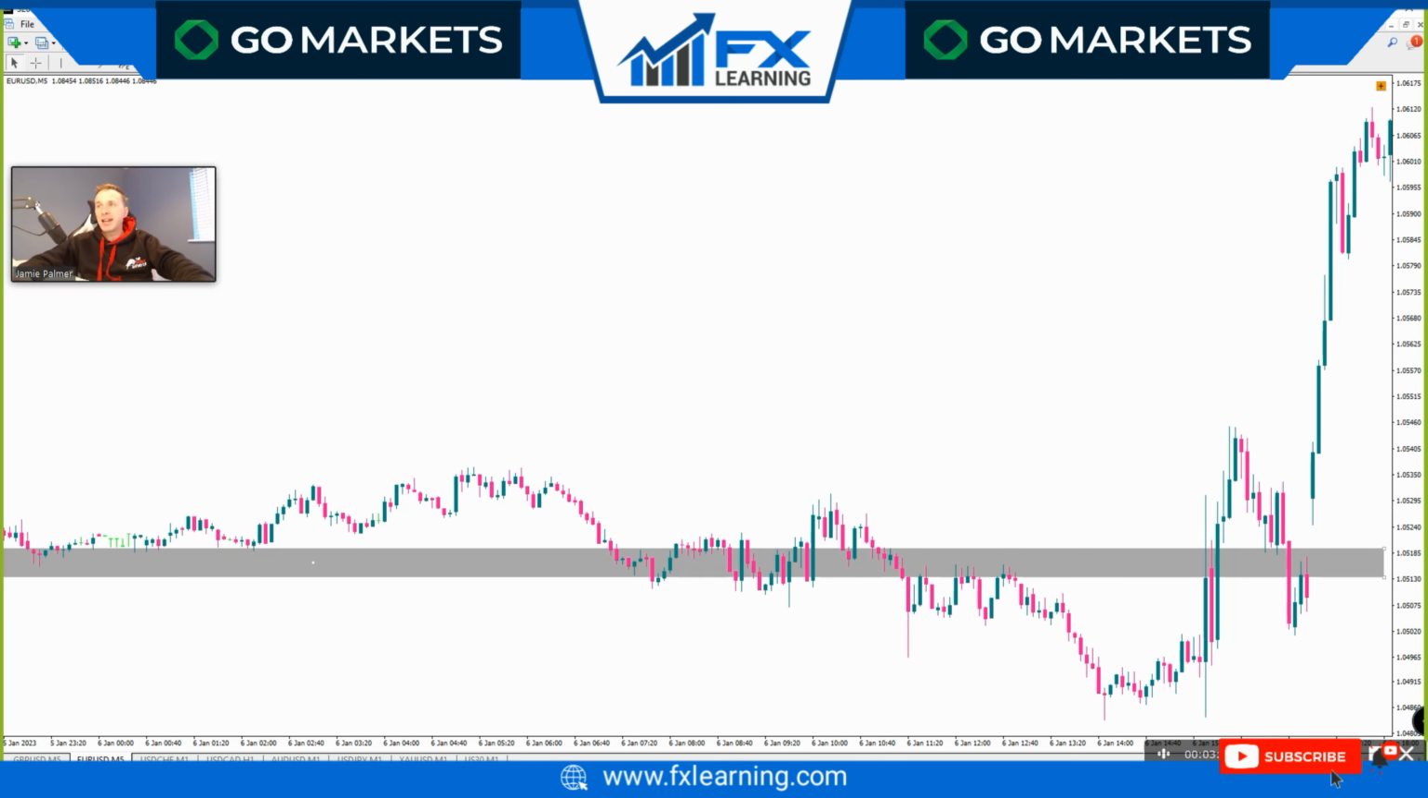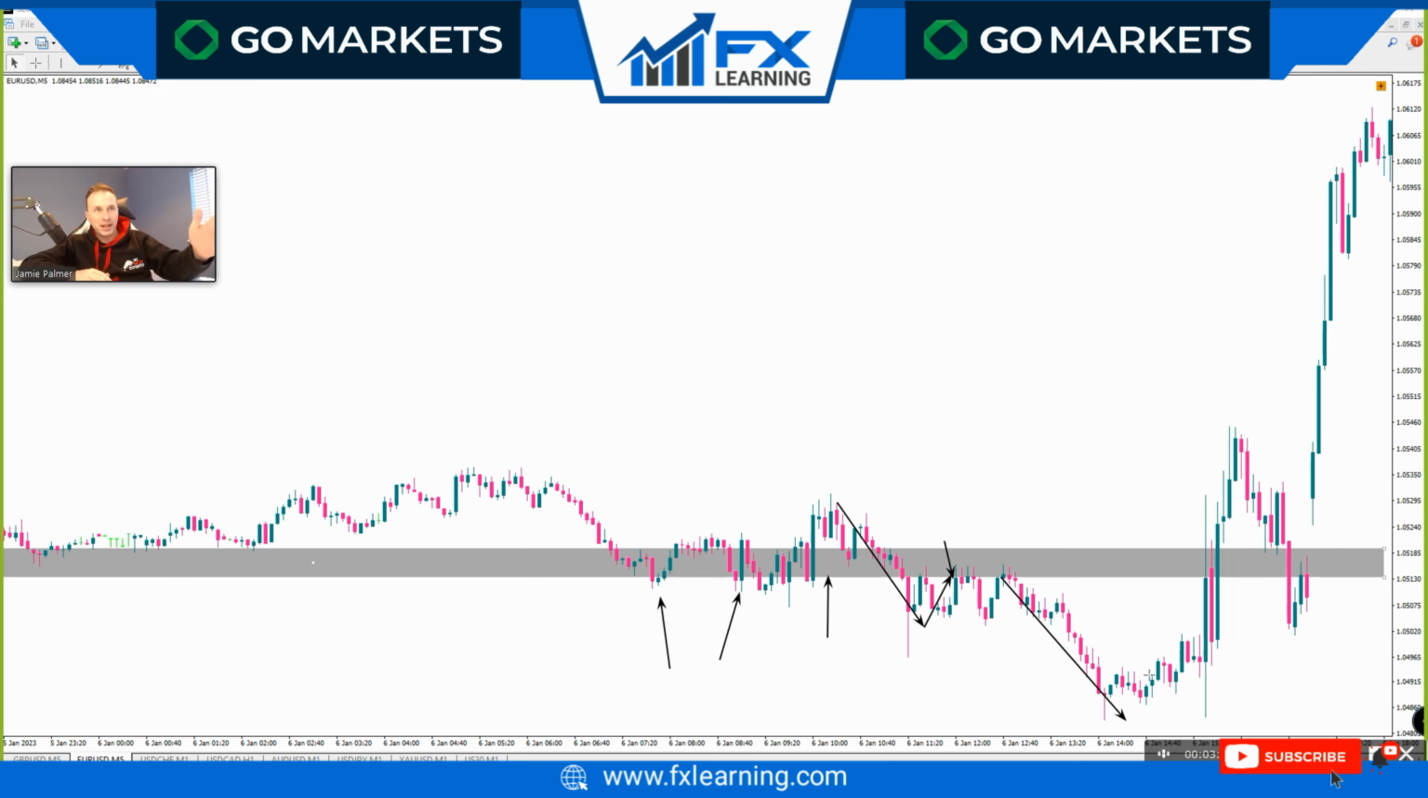and we wait for this break and retouch just here. So you see how eventually we broke this support line just here, and we come down and retouched it, and we took a sell here. This was a beautiful trend strategy entry point. This is a beautiful trade with the trend.